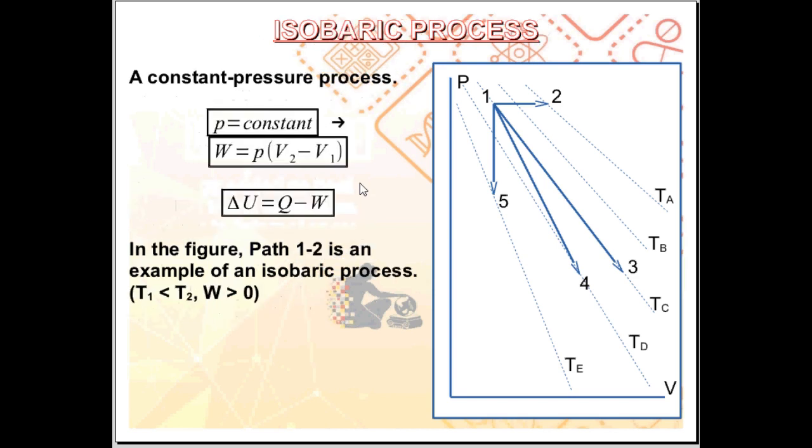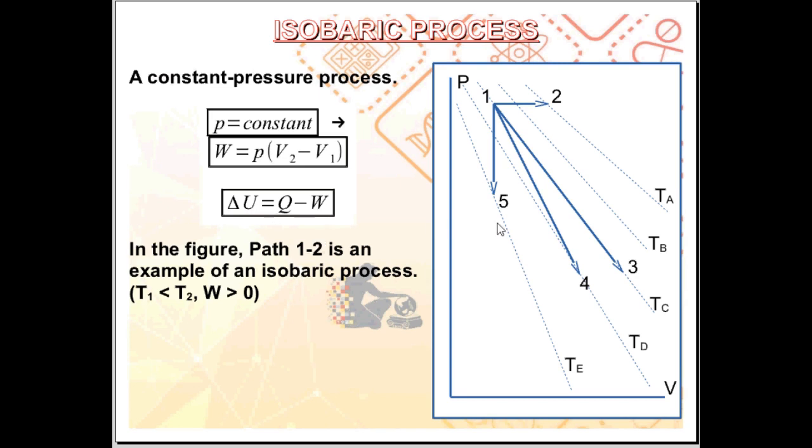Next, we have the isobaric process. An isobaric process is a constant pressure process. So pressure is constant, which means our equation for work done by the system is now just equal to P times the change in the volume of the system, V2 minus V1. And the internal energy equation remains Q minus W.